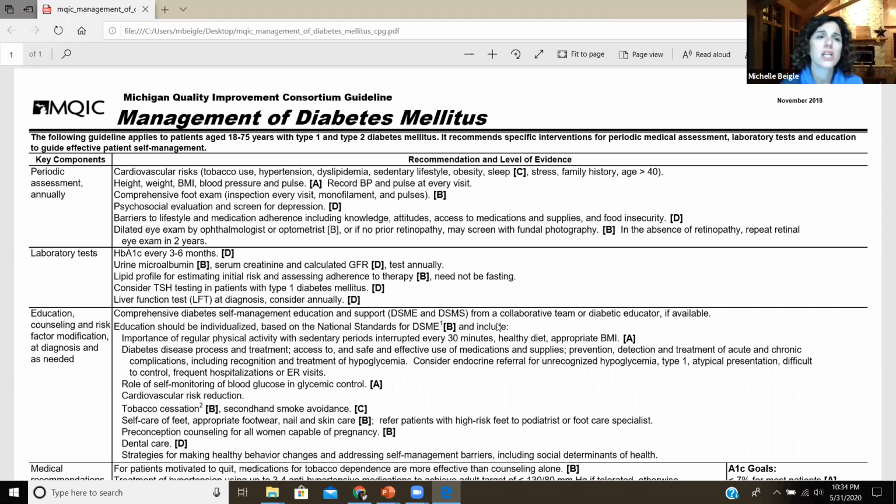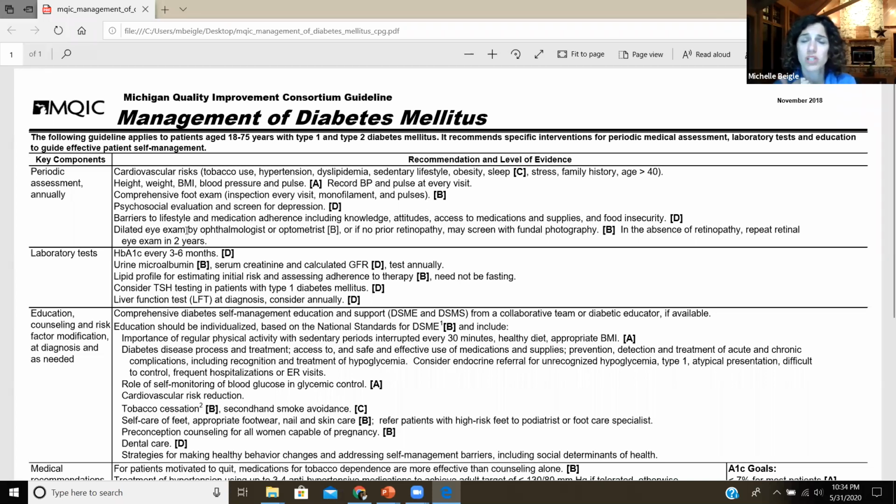So we really want to take a look at their cardiovascular risks, which we've been talking about this whole time, at least once a year. We want to know what their height and weight and BMI are. And then we want to do a comprehensive foot exam at least once annually. And you can see this is how often they're recommending that we do these things. They also recommend that they get a dilated eye exam by an ophthalmologist.